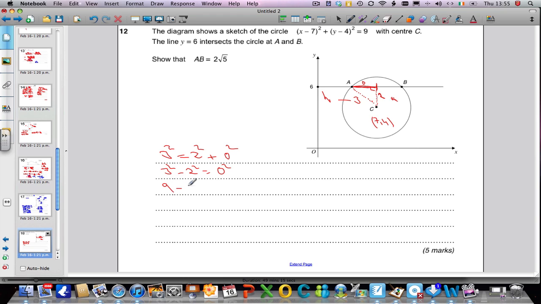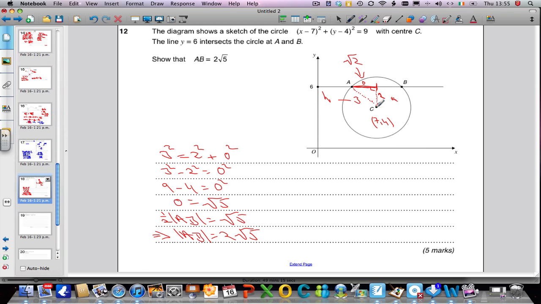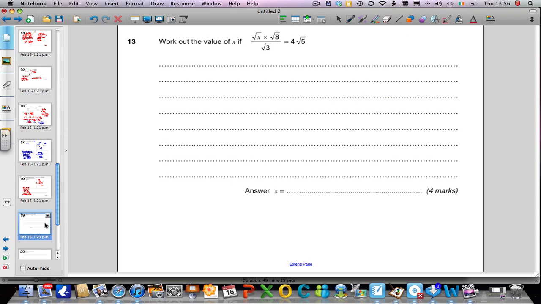3 squared is 9. 2 squared is 4. That must be equal to o squared, which means o equals the square root of 5. So I know from there to there is root 5. So I know that a half of AB equals root 5, which means that AB equals 2 root 5. And that, I think, is a little bit easier, but you have to be able to spot the trick with the distance and the right angle triangle.